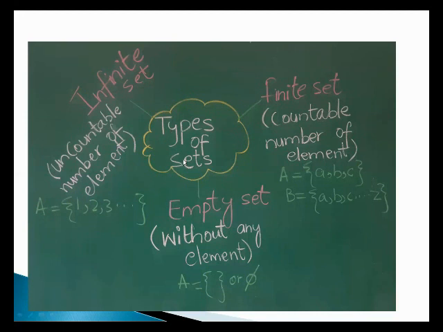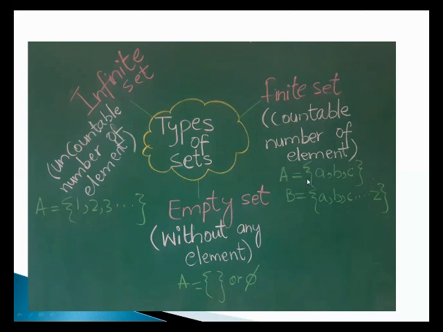Now, types of sets. We have three major types: the finite, infinite, and empty. First one is finite set. Finite means countable number of elements. In this set, we can easily find how many elements are given: 2 elements, 3 elements, 5 elements. This means this set has a limit.